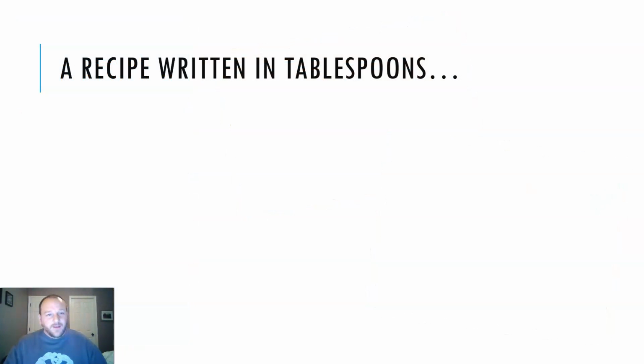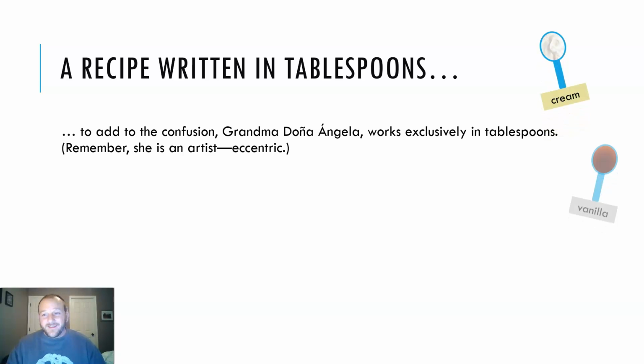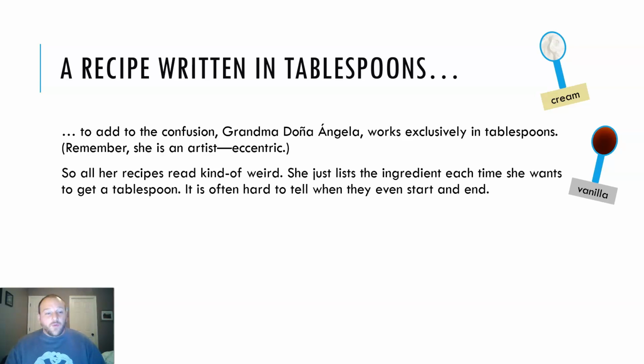So how's her recipe written? Again, Grandma Angelina is bizarre, and she's really eccentric, so she has weird ways of doing things. And she organized her recipe in tablespoons. Rather than saying get 2 cups of flour and 3 cups of water or whatever it is, she just works excessively in tablespoons. She's pretty artistic and eccentric. So all of her recipes read kind of weird. They're just a list of the ingredients each time she wants a tablespoon. So if she wants 3 tablespoons, she'd say crema, crema, crema, because she wants 3 tablespoons of cream. If she wants vanilla, she'll say vanille, and just 1 tablespoon of vanilla, and whatever it is. And she just lists them this way. It's a bizarre way to have a recipe, but it works for her.